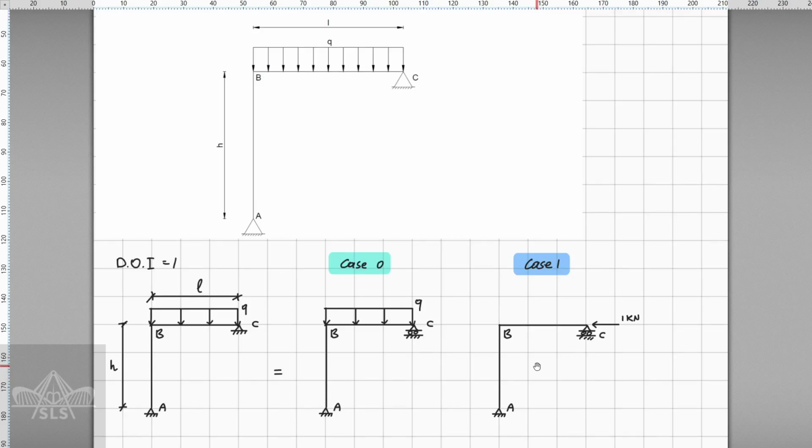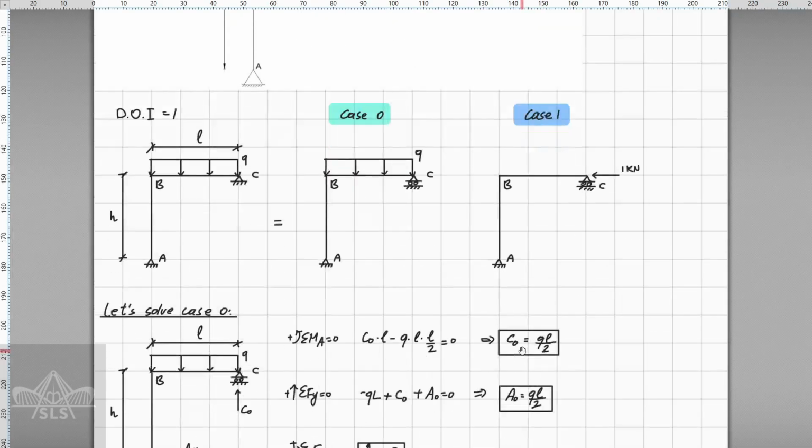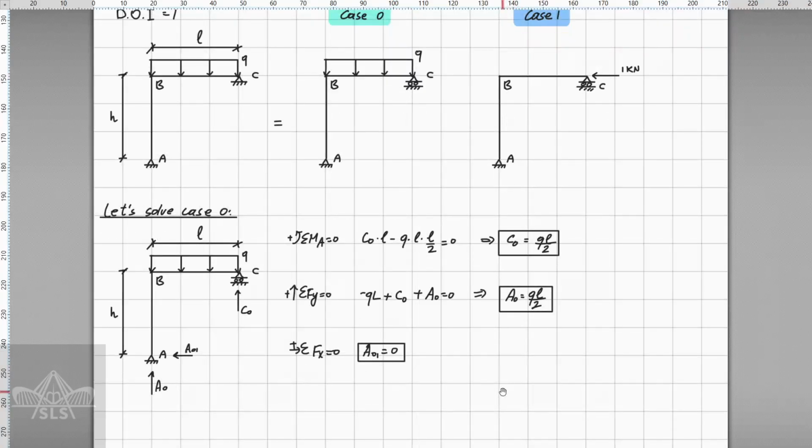So without any further ado, let's continue to solve the first case, where as mentioned before, now the frame is statically determinate, and it's quite easy by using the equilibrium equations for us to determine the support reactions. So if we take sum of bending moments at point A, we are going to come to this conclusion that we can find the value of support reaction C0. And this 0 denotes that we are solving for case 0.